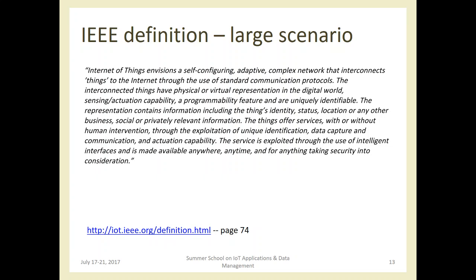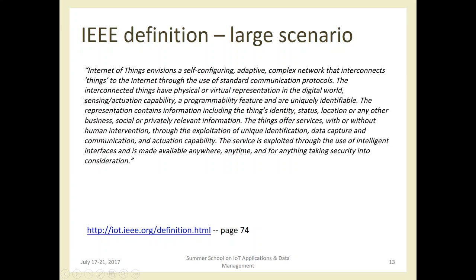Complex networks, okay. A self-configuring and adapting network is not something that we really have today, except in small spaces, but we are not there yet. Interconnecting to the internet through the use of standard communication protocols. Remember this word, standard. Because there are probably 100 different standards. All of them are standards, but when you have 100 of them, they are not so standard after all.